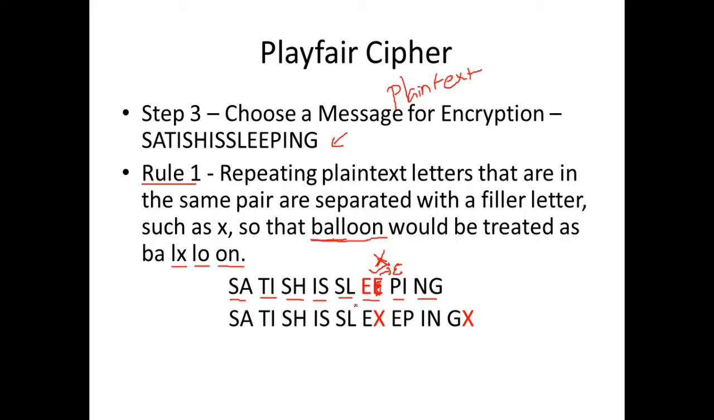We have to split them and check whether any two alphabets repeat in a digram. So here you see now it is not repeating: SATI, SHIS, SL, EX. Now this E is pushed here: EPIN. And finally you have only one G remaining, and this is not a digram, right? We need two alphabets, so we pad that with an X.